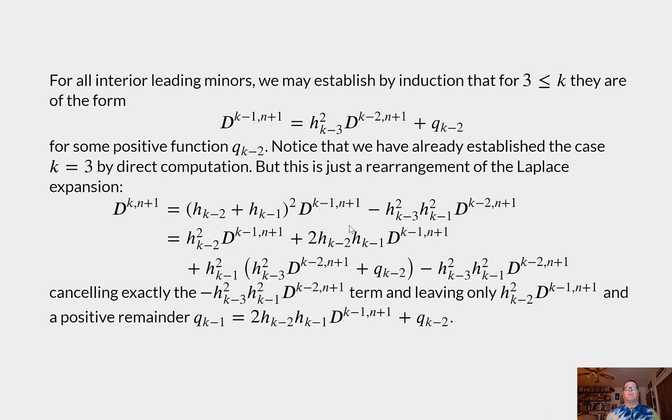We expand out the h_{k-2} plus h_{k-1} squared, so we get h_{k-1} squared times d_{k-1}, and we use the recurrence, the inductive assumption that d_{k-1} is something times d_{k-2} plus a positive quantity. And the something times d_{k-2} is exactly what we need to cancel out the d_{k-2} here with the minus sign. And so we're left with positive h_{k-1} squared times positive. And that's done. That establishes by induction that all of our interior minors for this tridiagonal matrix are positive.